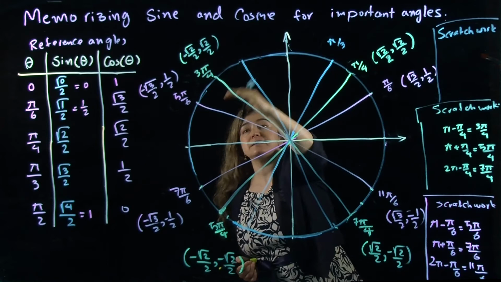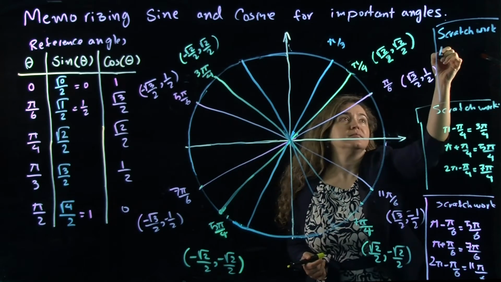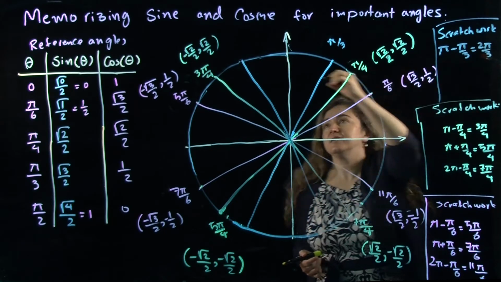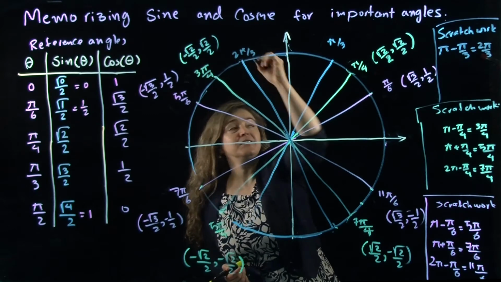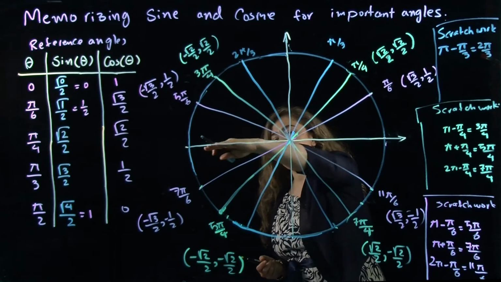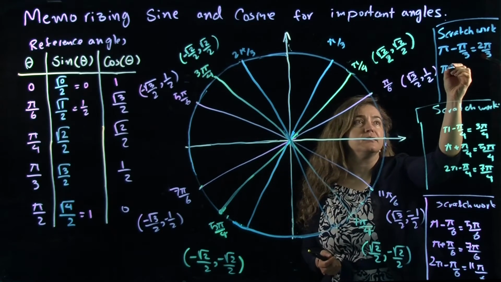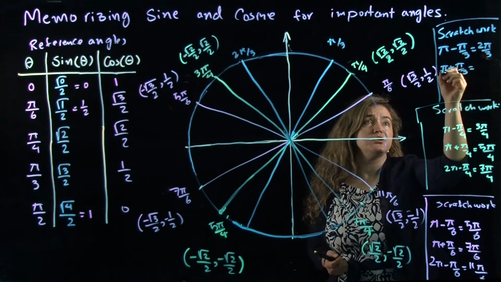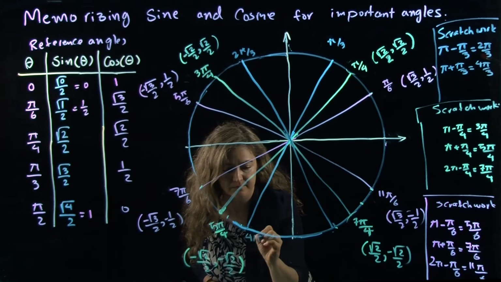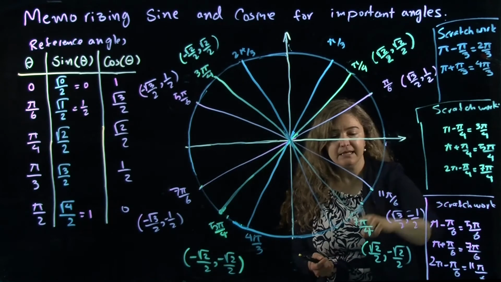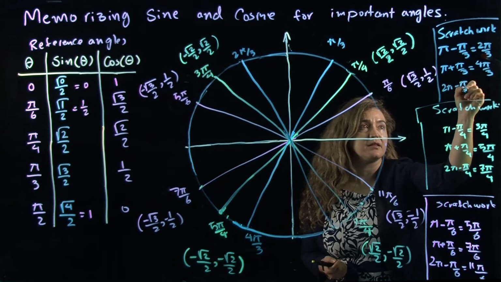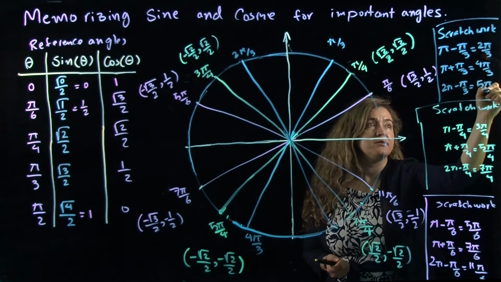first calculating this is pi minus pi 3, which is 2 pi 3. And then the next one is over here, that's pi plus pi 3, which is 4 pi 3. And then the last one over here is 2 pi minus pi 3, which is 5 pi 3.